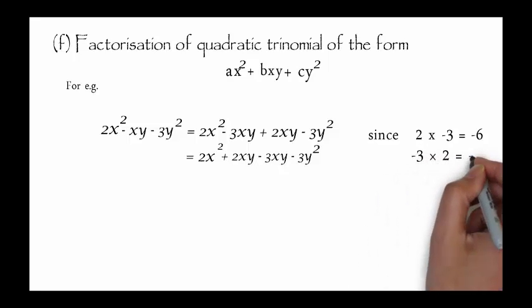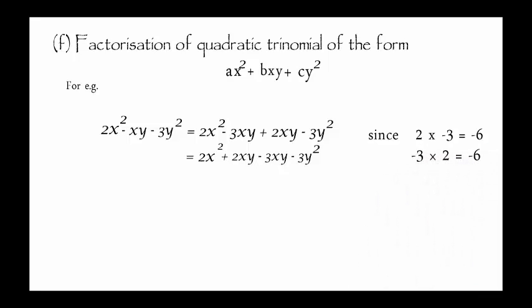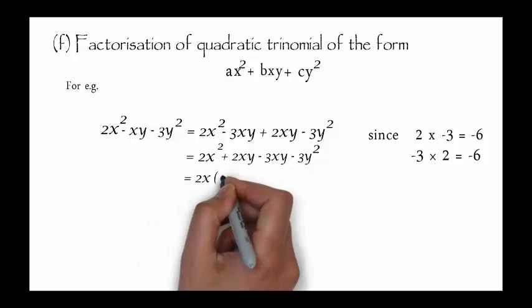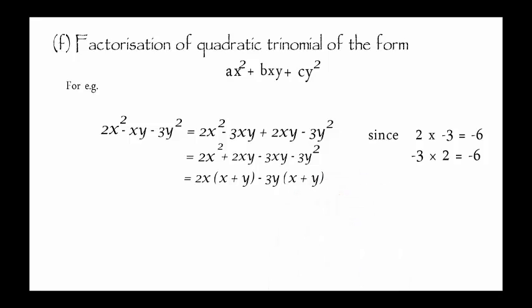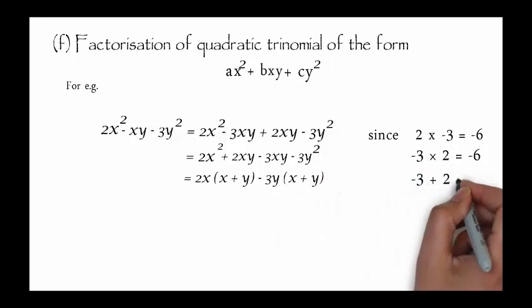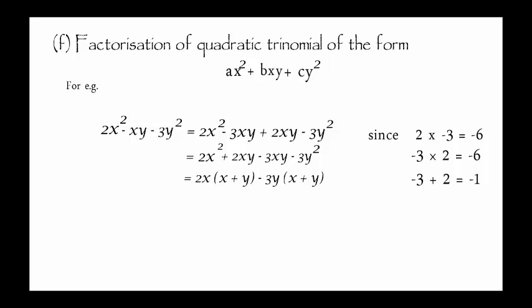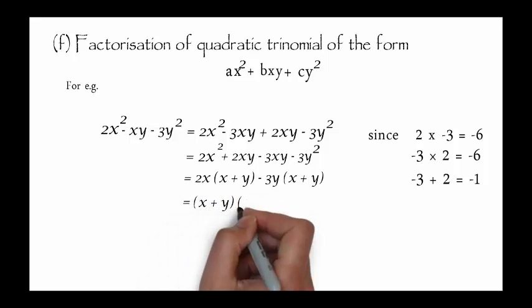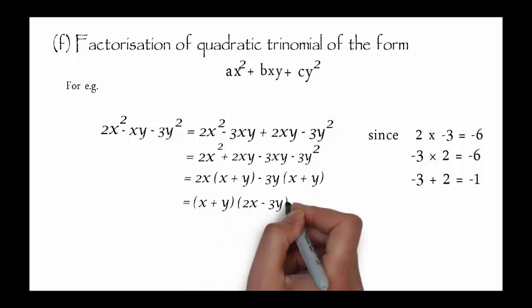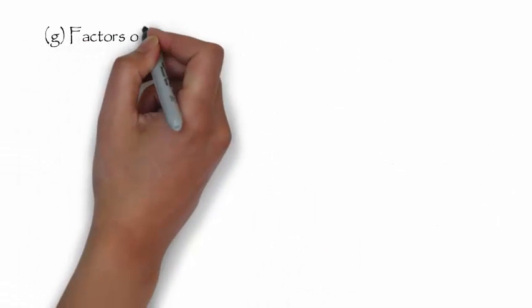Since minus 3 into 2 is minus 6, which is equal to 2x into (x plus y) minus 3y into (x plus y). Since minus 3 plus 2 is equal to minus 1, which is equal to (x plus y) into (2x minus 3y).